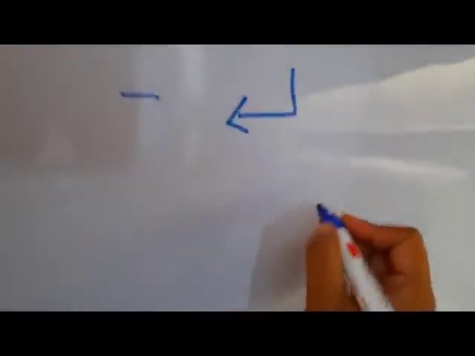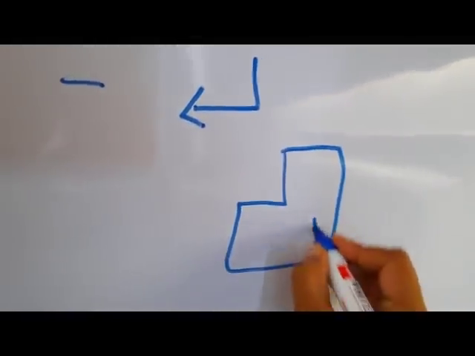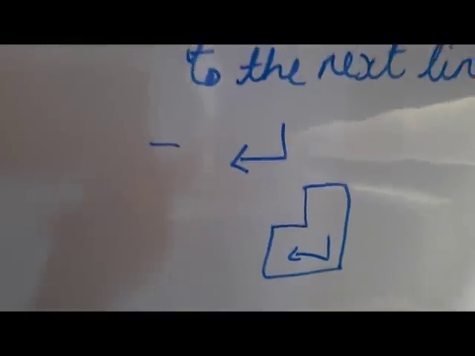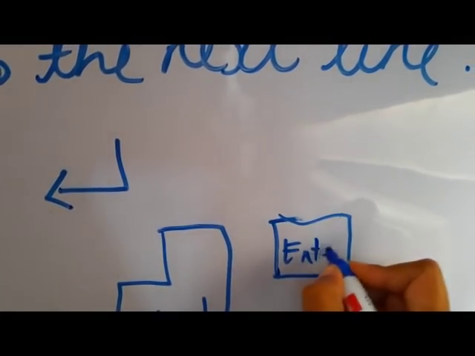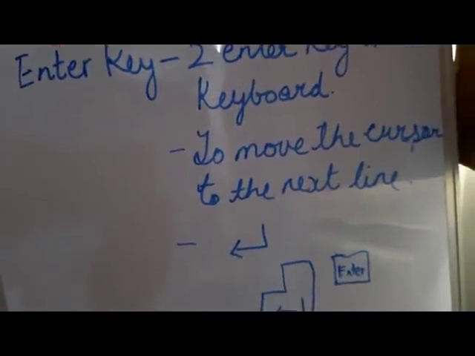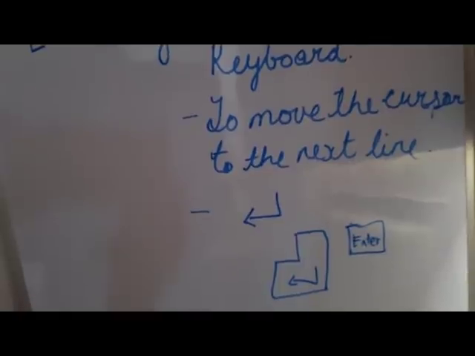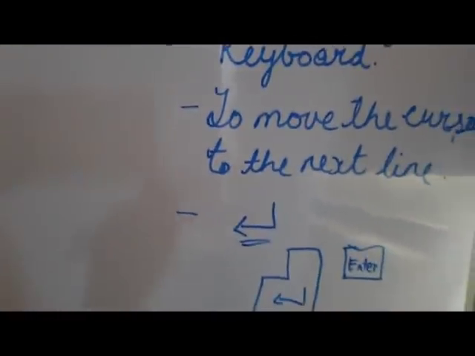Okay. And how does the key look like? This. Right? You have this type of key on a keyboard, and sometimes you have a long key, a small key like this with enter written on it, right? So you have 2 enter keys on a keyboard. They are used to move the cursor to the next line. It has a symbol like this. So this is the symbol for the enter key.